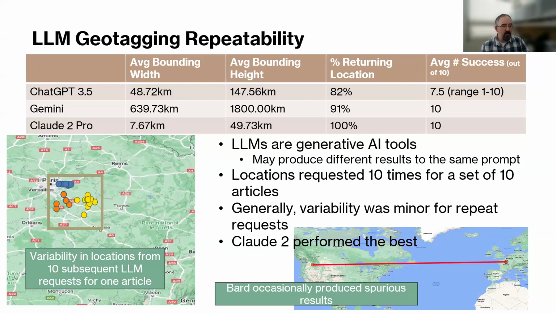Down in the bottom right, you'll see Bard, now Gemini's, occasionally really ridiculous results where they get things confused and they put it on the other side of the world, and those kinds of results aren't too useful for us.